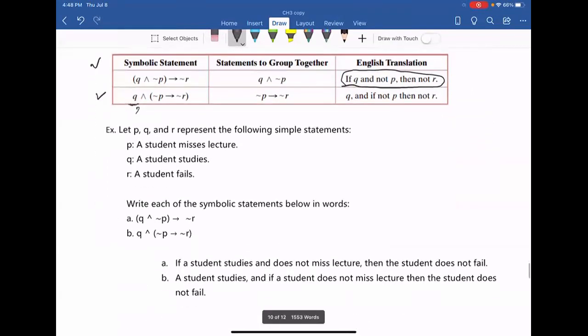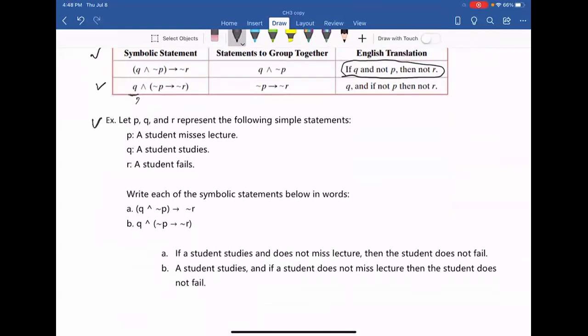Let's move on to the example. Let P, Q and R represent the following simple statements. P is a student misses lecture. Q, a student studies. R, a student fails. Write each of the symbolic statements in words. The first one. You see this, that means if, then.